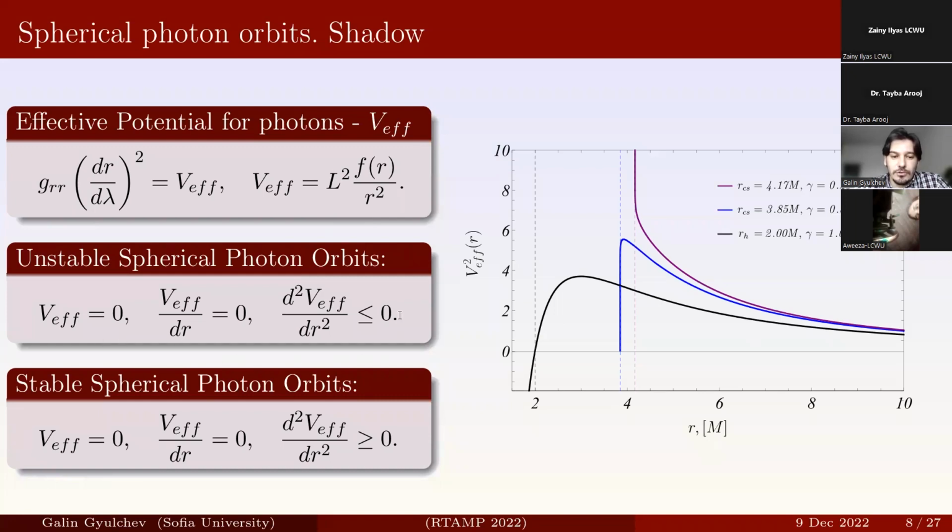And if we use again the system of equations applied to this effective potential, we can understand when we have a stable photon orbit or an unstable photon orbit. So why is this problem interesting?